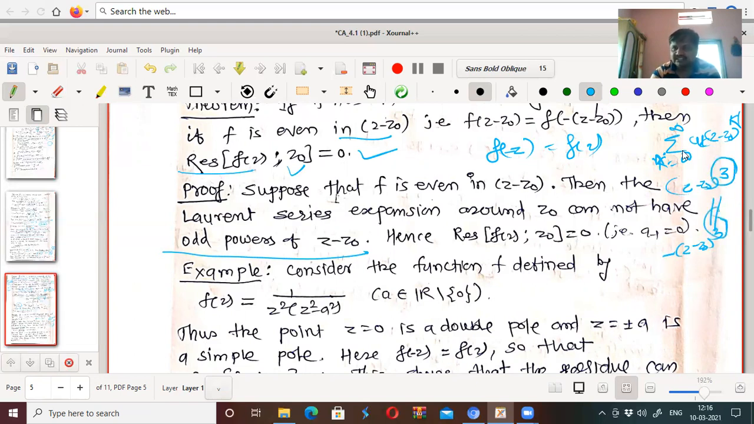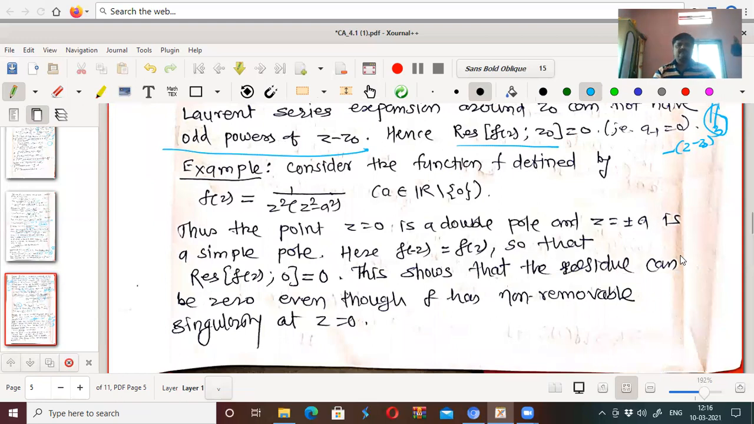This means that the Laurent series expansion contains only even powers of z minus z0. That means there is no term containing 1 upon z minus z0 because this power is odd. No doubt there will be terms containing 1 upon (z minus z0) square, 1 upon (z minus z0) to the power 4, 1 upon (z minus z0) to the power 6 and so on. But there will not be any term having 1 upon z minus z0. That means the coefficient of 1 upon z minus z0, a minus 1, is 0 here. And if that coefficient is 0, the residue is 0. Obviously, a minus 1 is 0 means the residue is also 0.